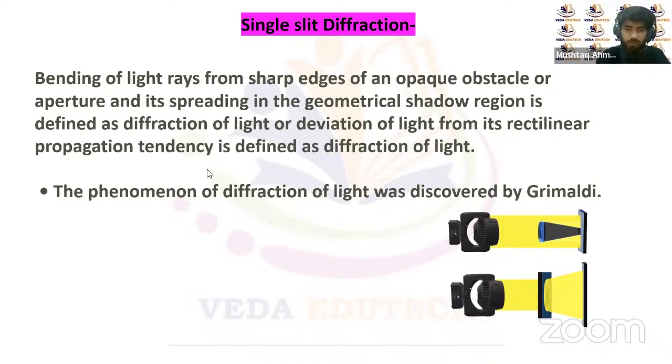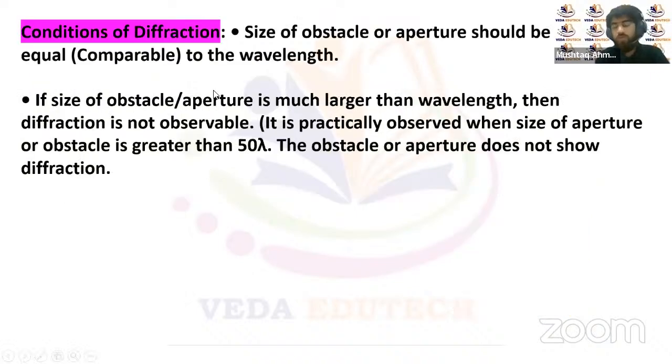Now we can further move on to see the conditions of diffraction, right? The condition of diffraction is that the size of the obstacle or aperture should be comparable to the wavelength. If the size of the object is comparable to the wavelength, then the wave behavior will be shown by the light wave, or we can say the diffraction behavior will be shown, or the spreading of the light around that obstacle will occur, whose size is comparable to the wavelength of the light. And the diffraction is going to occur, right?